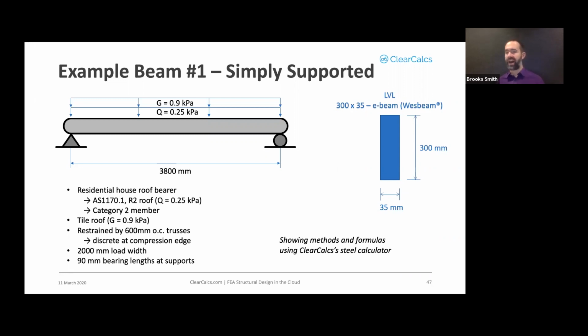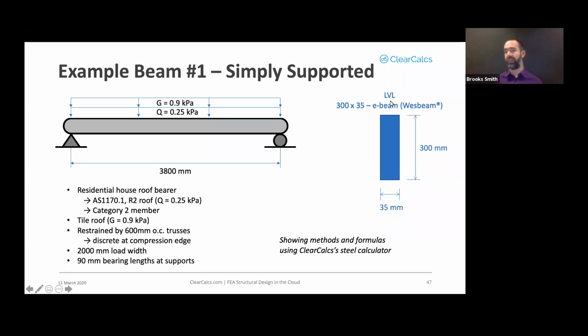We're going to assume a tile roof, which as per the standard is a permanent load of 0.9 kPa. It's going to be restrained by the roof trusses, which we're going to assume are spaced at 600 millimeters on center, which means discrete lateral bracing at 600 millimeters on center, a 2-meter load width, and we're going to assume a 90 millimeter bearing length of those supports.